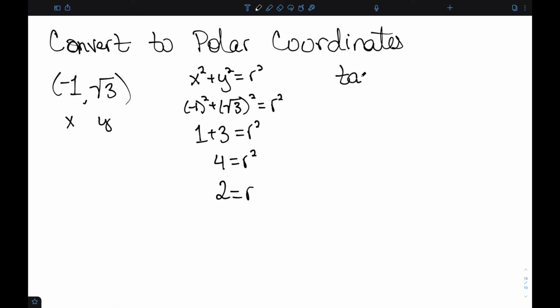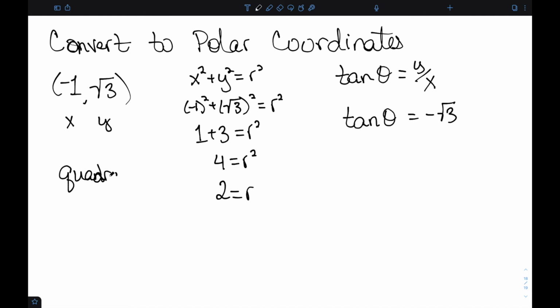We then use the fact that tangent of theta is equal to y over x, to get that tangent of theta needs to be equal to negative square root of 3. We can see that since x is negative and y is positive, this is going to lie in quadrant 2. So we need a value in quadrant 2 that has tangent of theta equal to negative square root of 3. And this happens at 2 pi over 3. So my point here is 2 comma 2 pi over 3.